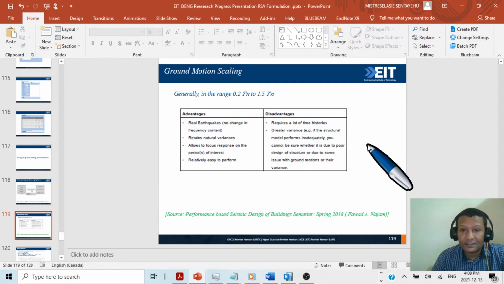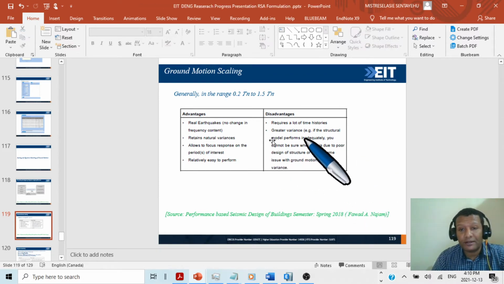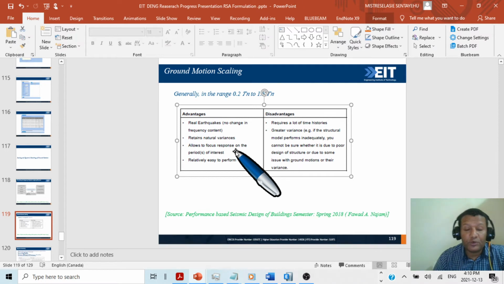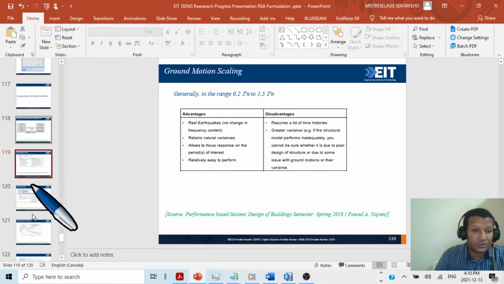Example, if the structure model performs inadequately, you cannot be sure whether it is due to the poor design of the structure or due to some issues with the ground motion and its variance, because we are artificially modifying it by scaling it up or down. We will not be sure whether the problem is with our data or the structure.